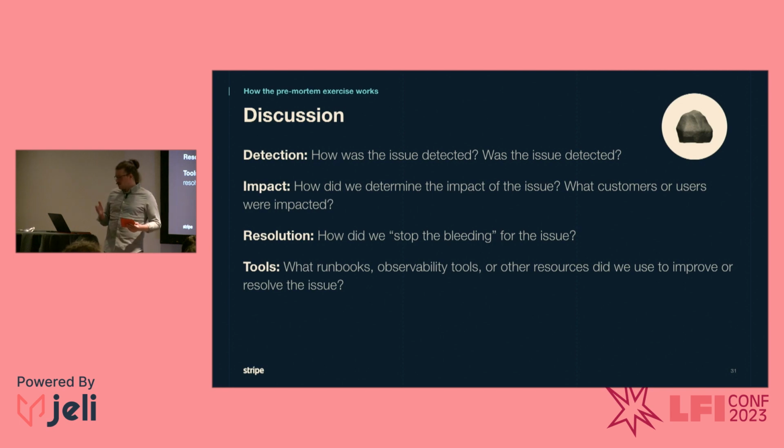The T stands for tools. What runbooks, observability tools, or other resources did we use to improve the state of the incident? Note that we're going to want to be really specific about what we're using in this case. Don't just say, oh, go look for this thing in Splunk. Like actually write out the query or the search, or point to the specific runbook where you found it.